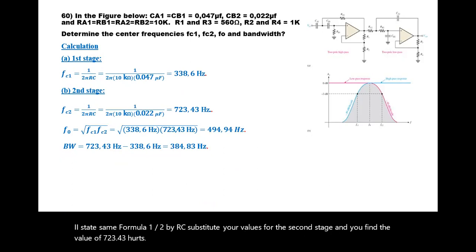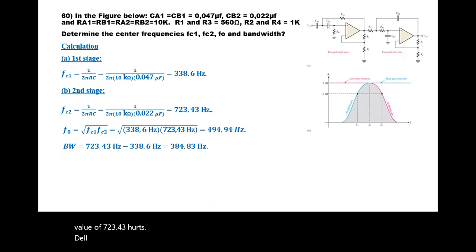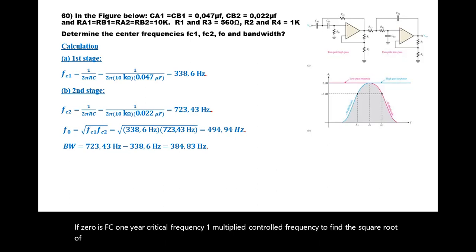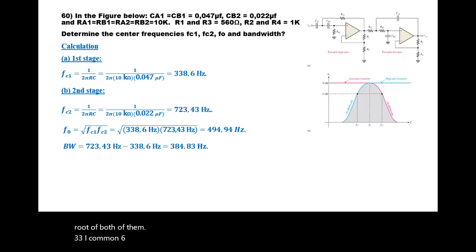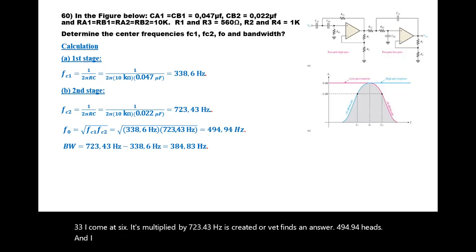Now, your resonant frequency F0 is critical frequency 1 multiplied by critical frequency 2, and you find the square root of both of them. That is 338.6 Hertz multiplied by 723.43 Hertz, the square root of that finds an answer of 494.94 Hertz. And the bandwidth is typically 723.43 Hertz minus 338.6 Hertz, and that gives you 384.83 Hertz.